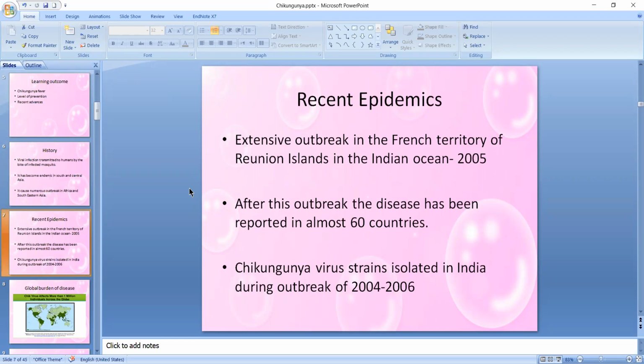Recent epidemics: an extensive outbreak in the French territory of Reunion Island in the Indian Ocean occurred in 2005. After this outbreak, the disease has been reported in almost 60 countries. Chikungunya virus strain was isolated in India during the outbreak of 2004 to 2006.